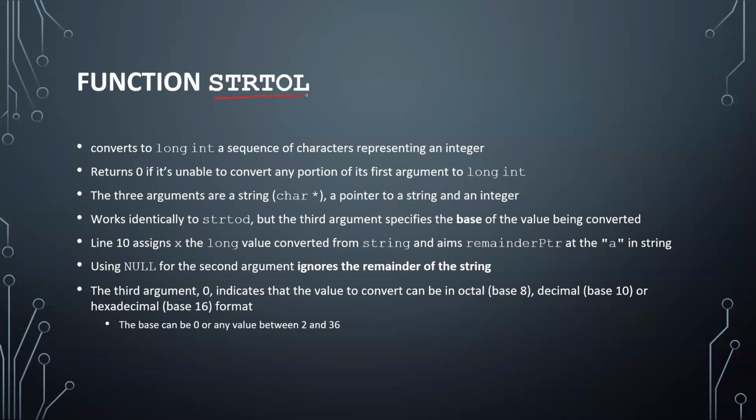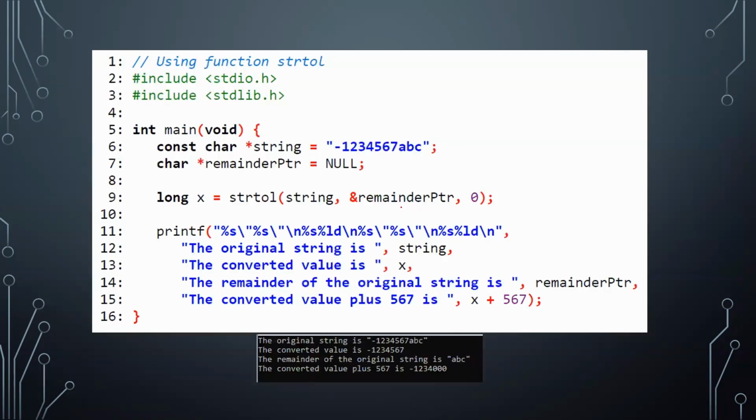Let's take a look at string to long. Again, it's very, very similar to what we just did with double. So let's go ahead and get into the code. Here I've got my constant character. I cannot change it. It will not change. I've got negative 1, 2, 3, 4, 5, 6, 7 ABC. Here I've created my pointer, which is going to be the characters at the end that have nothing to do with the number.